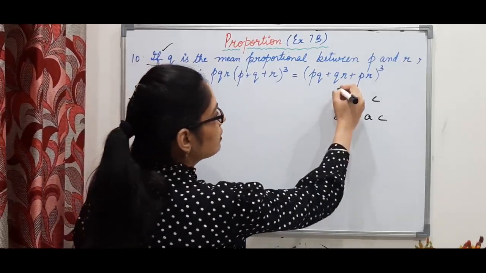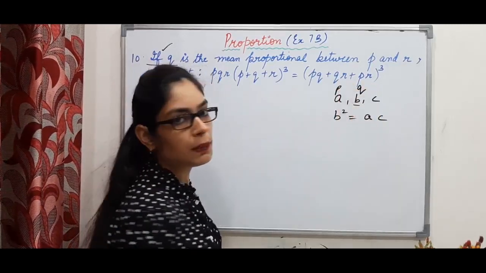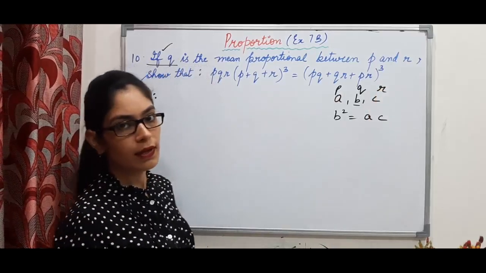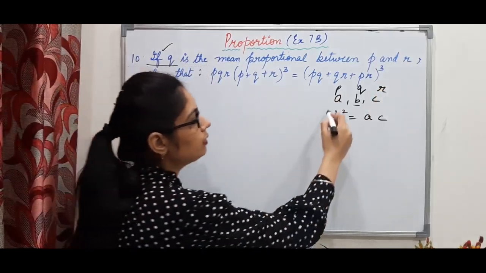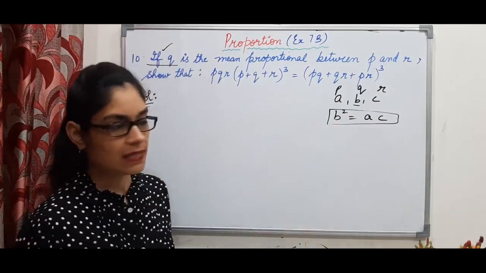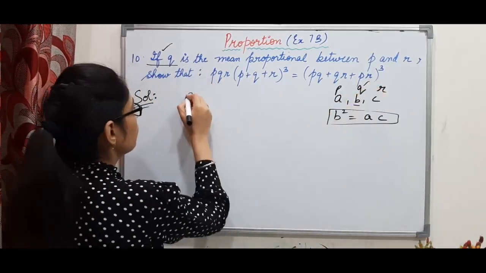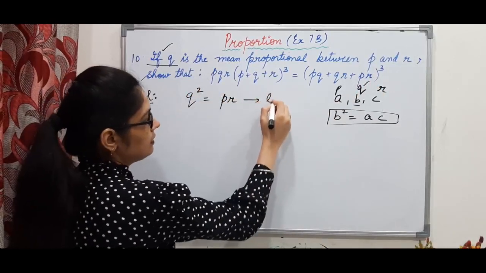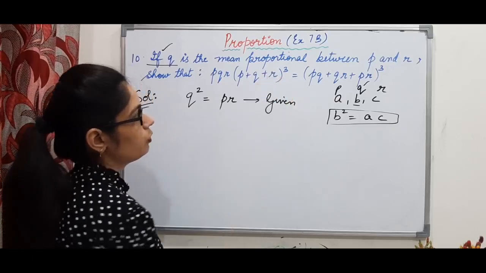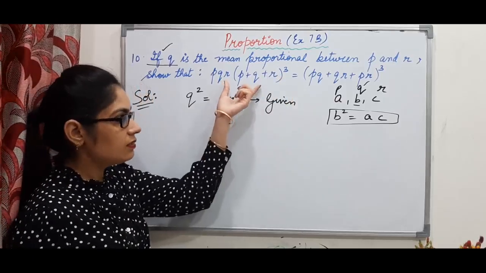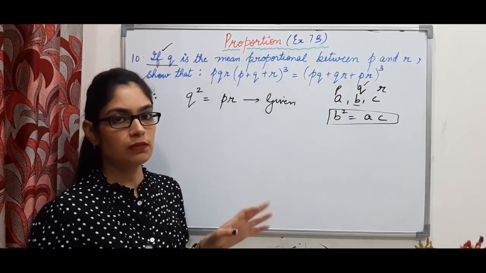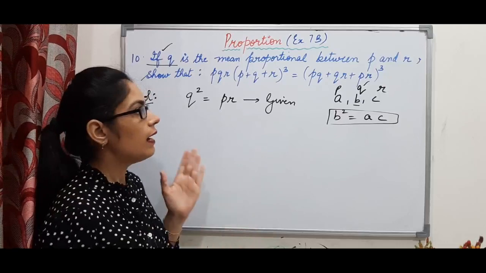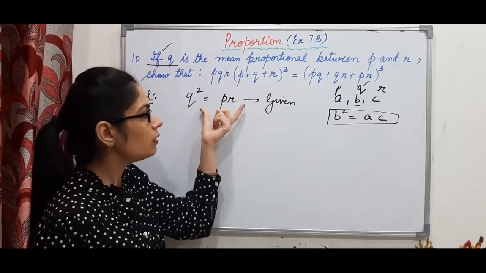So I can write A is equal to P, since Q is the mean proportional, B is equal to Q and R is equal to C. So accordingly we have to substitute the values in this formula. B square is equal to AC. So B is Q, so Q square is equal to PR. This is given to us and we have to show that this is equal to this. So show means again we have to prove that left hand side is equal to right hand side, and the proof we have to do by using the given things.